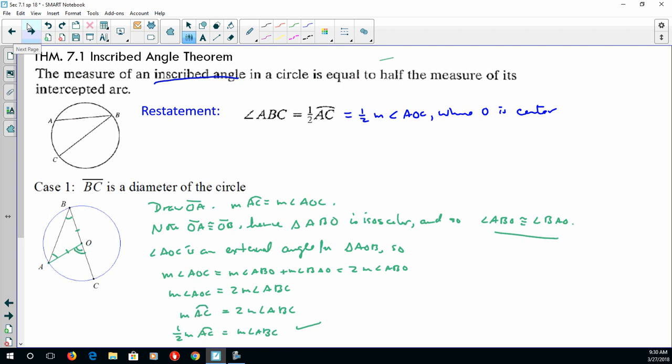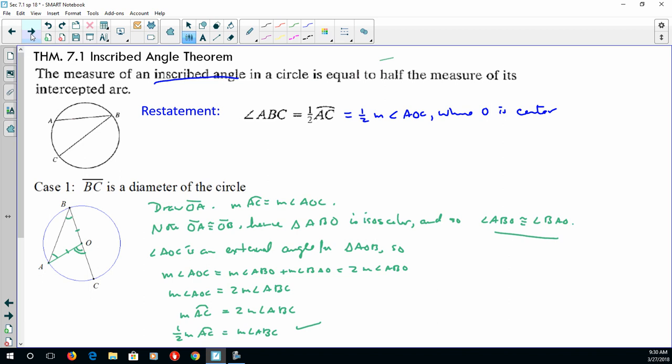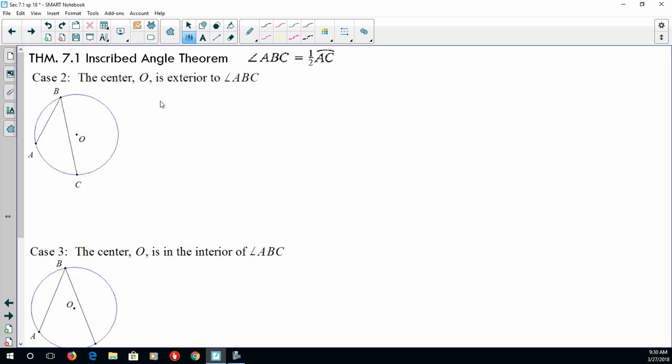Okay, case 2. In this case, the center is exterior to angle ABC. What I want to do is use what I just did, so this is going to be a little bit different. I'm going to stick an extra line segment in there. The proof on this one is to draw a diameter BD. So let's draw a diameter here.